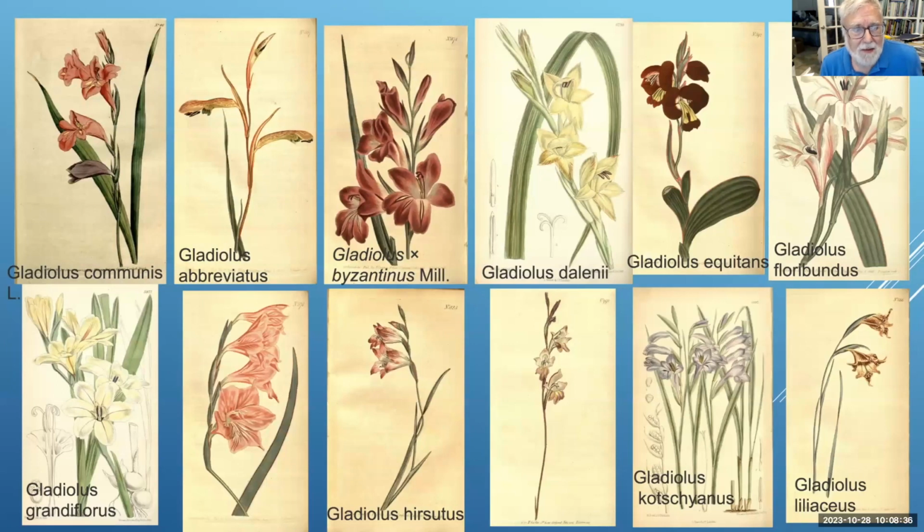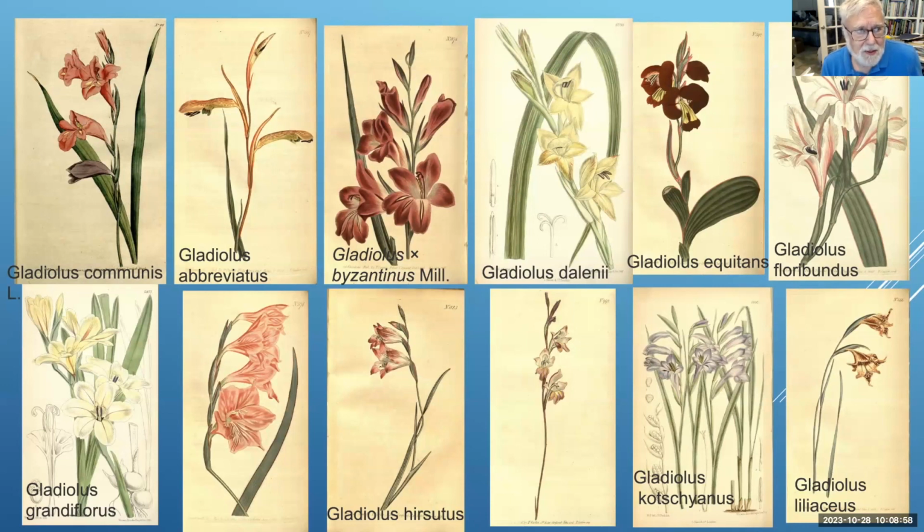Obviously, there are lots of these. Some of them don't really look like much at all, like Gladiolus abbreviatus. But Gladiolus equitans to me is a real intriguing looking plant. And some of them are quite tiny, but other ones are quite large. So there's quite a variety.